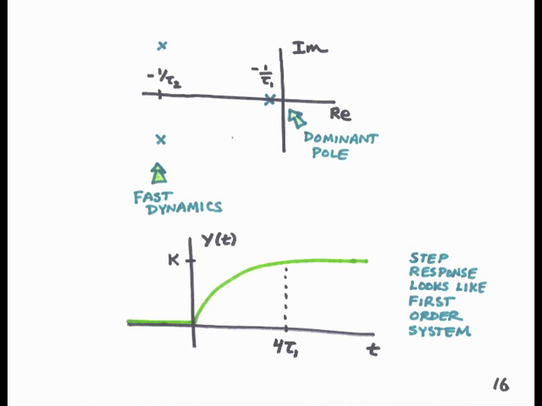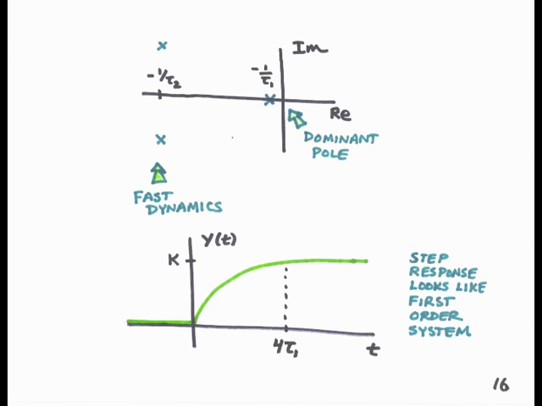At the top of the page here, I've sketched the pole locations for this example. We have the second order dynamics as fast with the time constant of tau2, and these are underdamped poles in the left half plane. The dominant pole is the one closer to the origin. It's the one at -1 over tau1, where tau1 is the slow system's time constant.